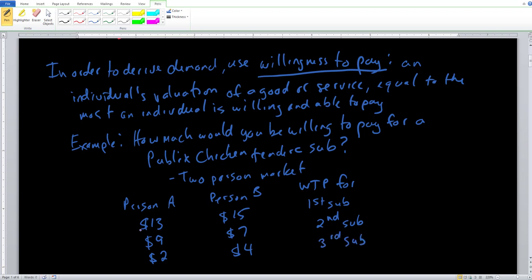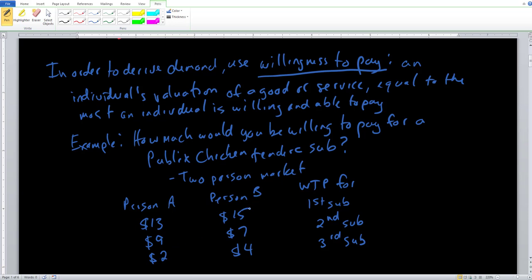It tells us that for person A to get his or her very first sub, they're willing to pay a maximum of $13. In order for person A to get his second sub, after he's gotten his first sub, he's willing to pay a maximum of $9. And once he's gotten his second sub, the most he'd be willing to pay for his third sub is $2.